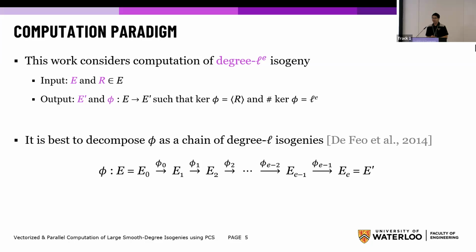By the result of Feo et al. in 2014, it is best to decompose the original large degree phi as a chain of smaller degree l isogenies, and we will decompose it into e of such small degree isogenies. Here first we have the first isogeny phi 0 from E0 to E1. The second one, phi 1 from E1 to E2, and so on. And the last one, phi e minus 1 from E sub e minus 1 to E sub e, which is our target curve E prime.